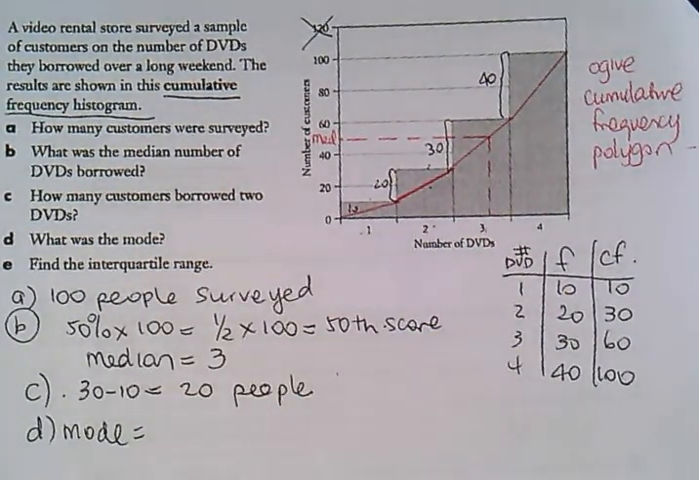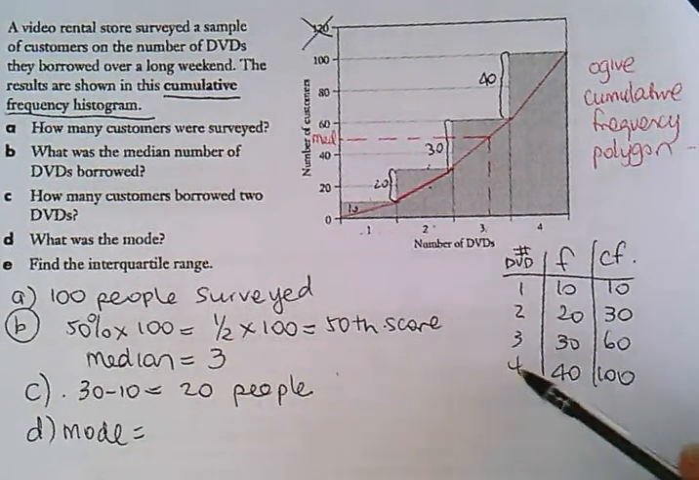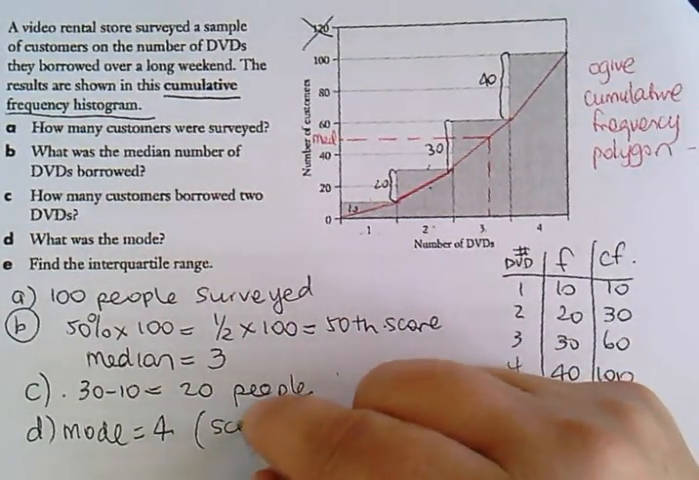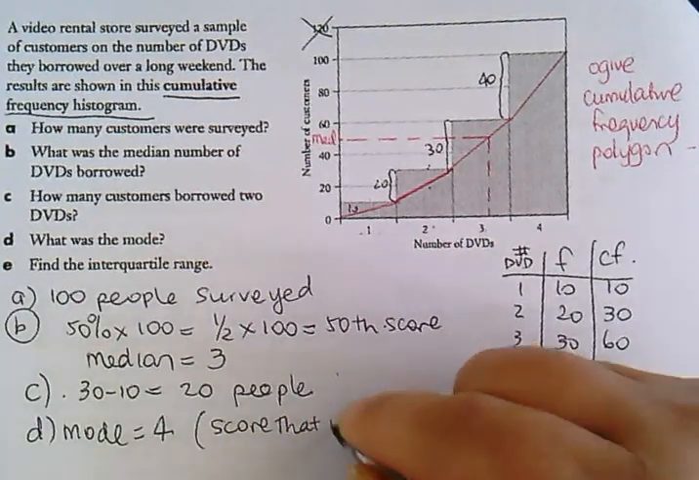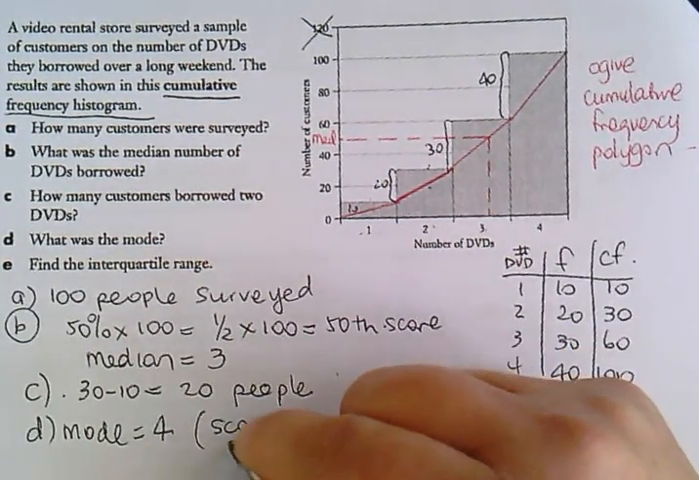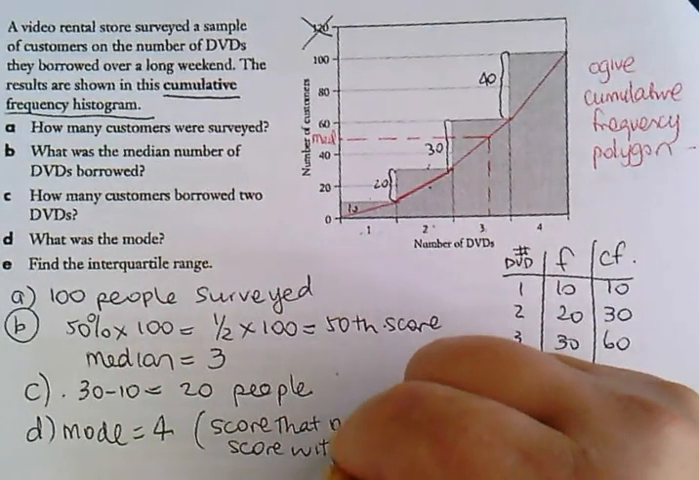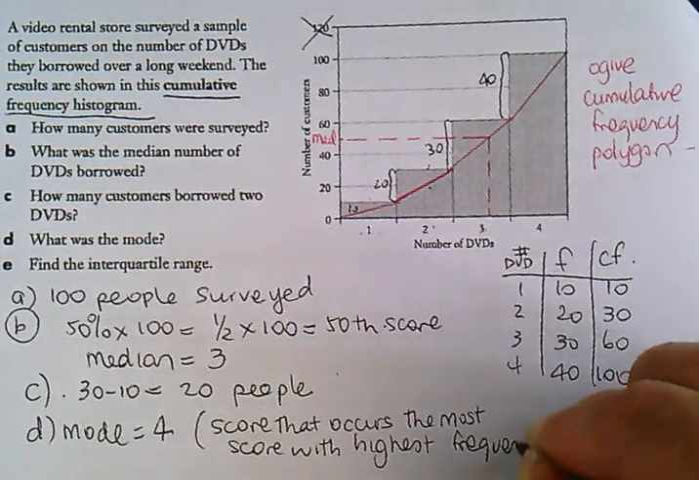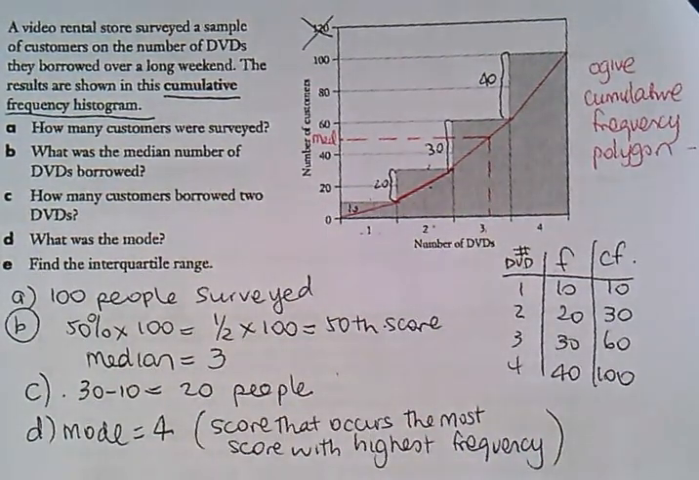What was the mode? It's the score that occurs the most, and the score that occurs the most is the score with the biggest frequency. It's 4. The mode is not 40, it's 4. It's the score that occurs the most. That's why you've got to know the definition. A lot of people will write 40, but it's the score with the highest frequency.